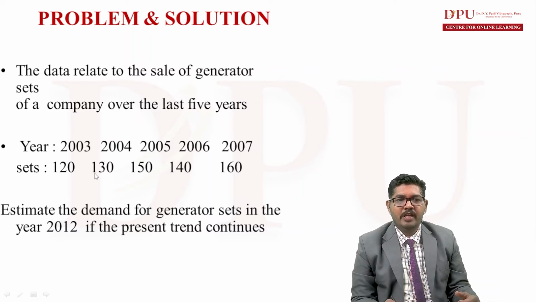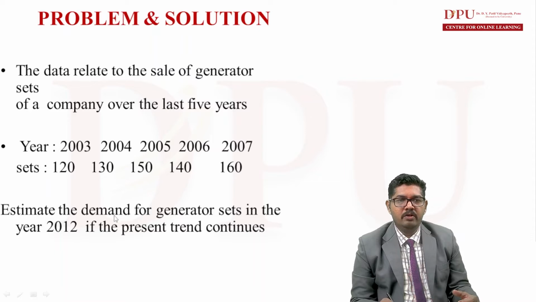What is a time series? We have data and time period. So time is the independent variable in this case, and generator sets is the dependent variable in this case. So this is a trend series actually. So we have data corresponding to some time period. That is what a trend series is. So 2003 data is 120 generator sets. So this is actual data, and 2004's sale of generators is 130 units, 2005's sale of generators is 150 units, and so on.